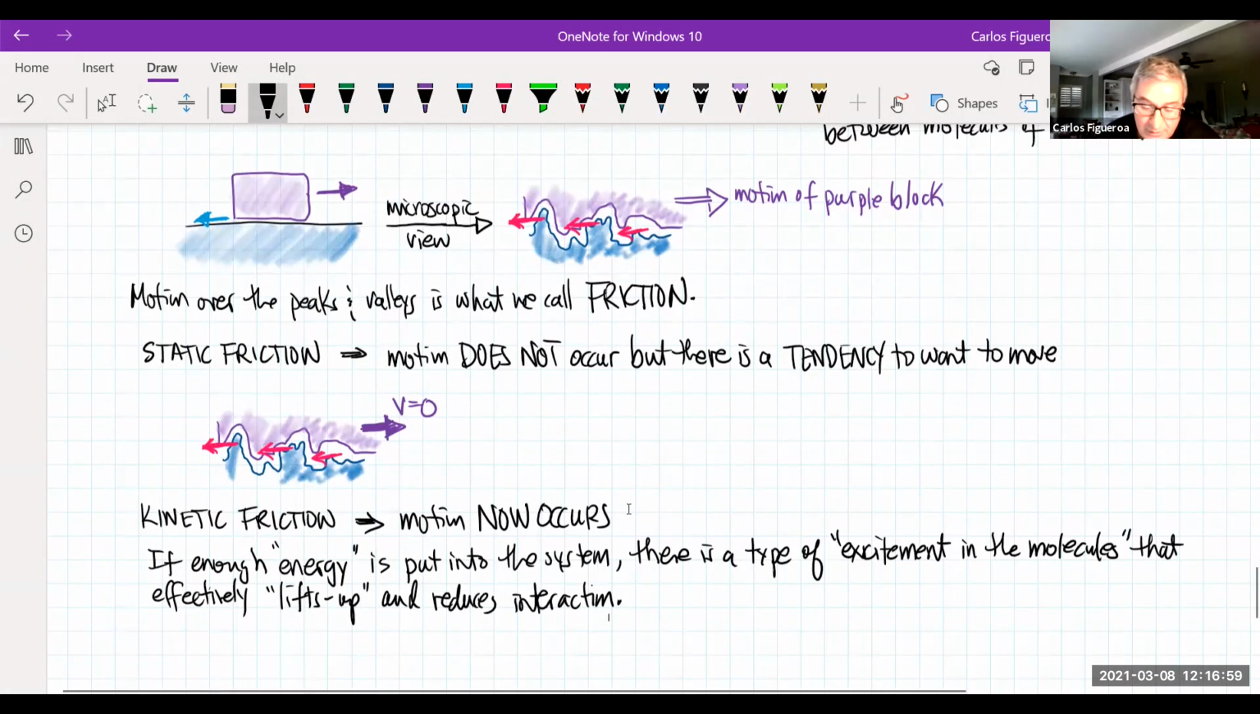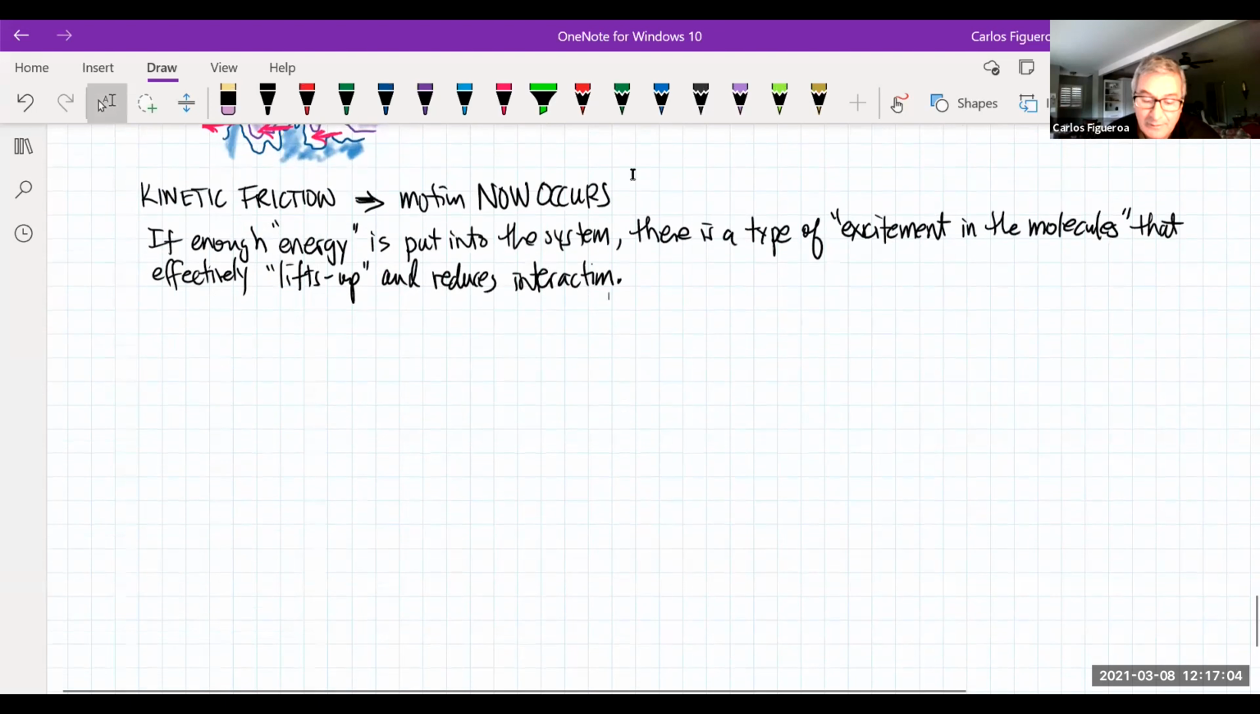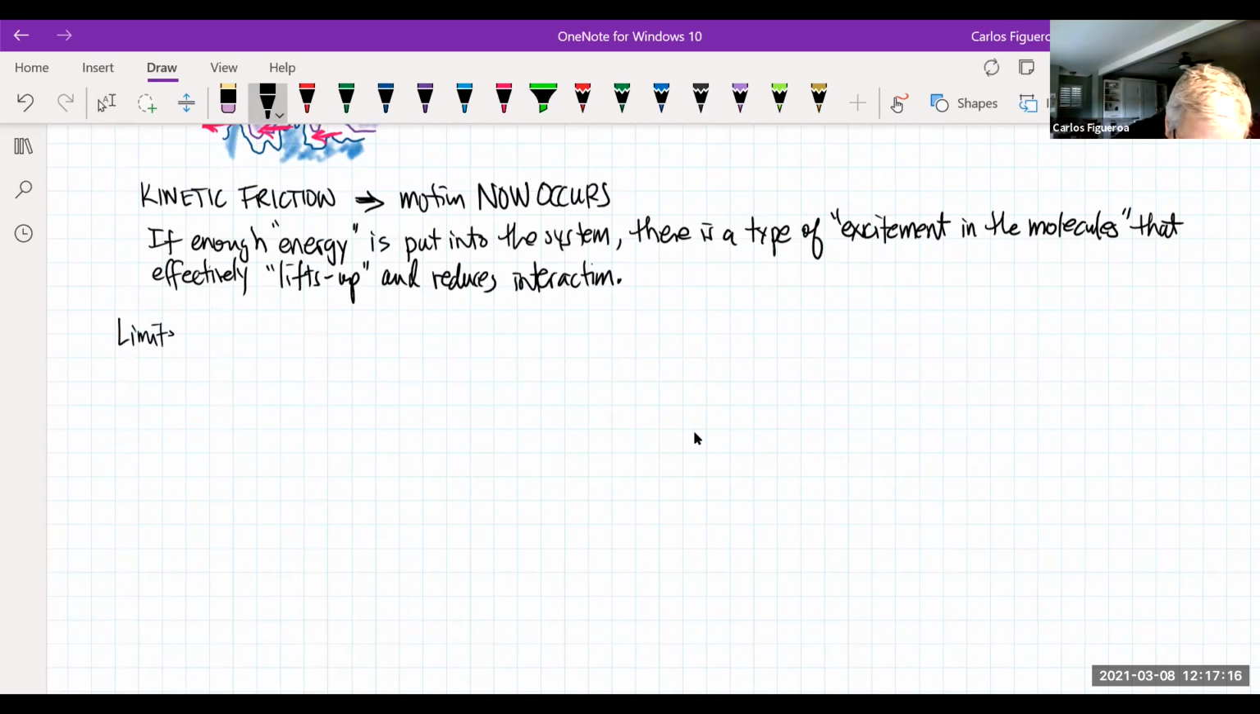So what I want to do here is look at a list of what's going on. I'm going to do a limited list of properties of friction.